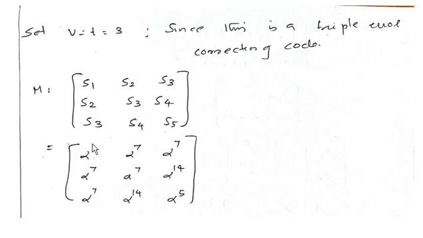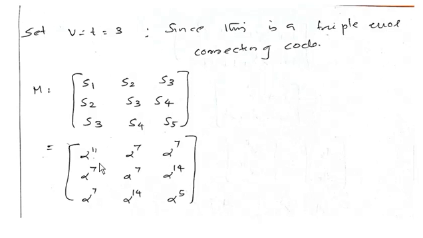Then we can replace the corresponding syndrome vectors. So you will get alpha raised to 11, alpha raised to 7, alpha raised to 7, alpha raised to 7, alpha raised to 7, alpha raised to 14, alpha raised to 7, alpha raised to 14, alpha raised to 5. So first we need to find the determinant. If the determinant is equal to 0, we can reduce V to T minus 1, then again find the determinant. So first we find the determinant of this S.